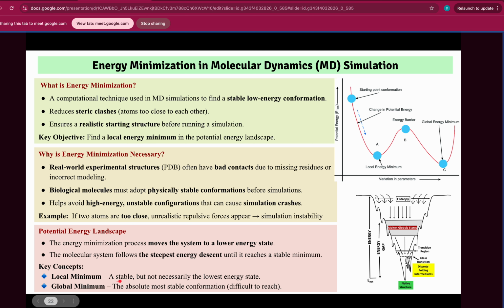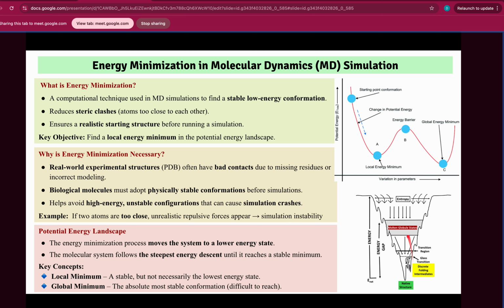Local energy minima is stable, but it is not necessarily the lowest energy state, whereas global minima is the absolutely most stable conformation. Our ultimate aim is to go to the global minimum, but it is difficult to reach. It might take a lot of time. So now we'll see the different algorithms with which we can reach that level.